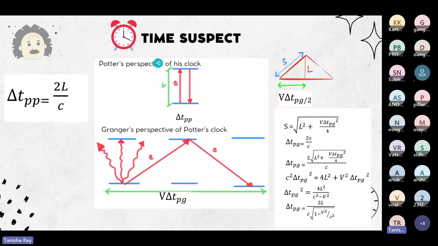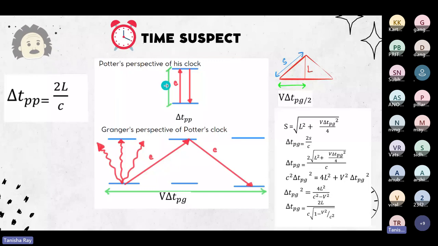Okay, now if we look at it from the perspective of Miss Granger, Miss Granger's own clock is at rest. So she will see the light clock functioning in the exact same mechanism that I mentioned in the previous slide, that this light ray will go up and then return back. Also, in the perspective of Mr. Potter, if he looks at his own light clock, then he will also see it working in the same mechanism because in his perspective, he is at rest.